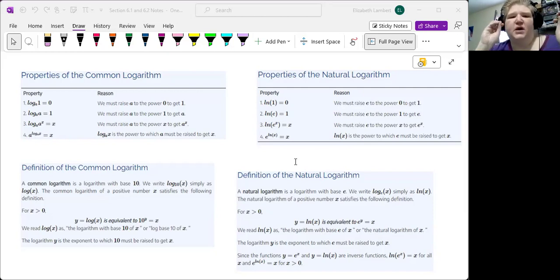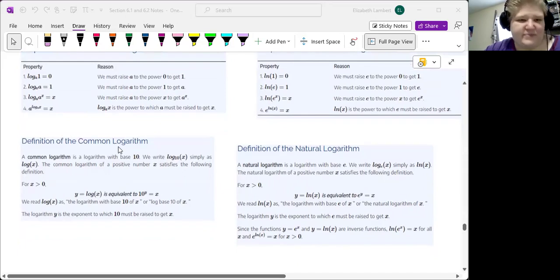But these are just more basic properties of logs, which log base anything of 1 is 0, because that's asking a to what power is 1. Answer better be 0. Log base a of a is 1. Log base a of a to the x, and a to the log base a of x. Those two things that we've already been using. They call it a property, I call it its reason for existing.